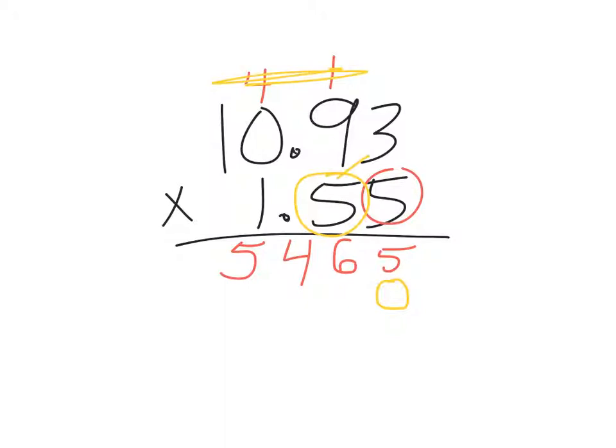Again, starting with 5 times 3. 5 times 3 is 15, so I put my 5 down and carry my 1 again. So we're going to see the same pattern here. 5 times 9 is 45, but plus 1 is 46. Carry my 4 again. 5 times 0 is 0, but plus 4 is 4. And then lastly, 5 times 1 is 5.